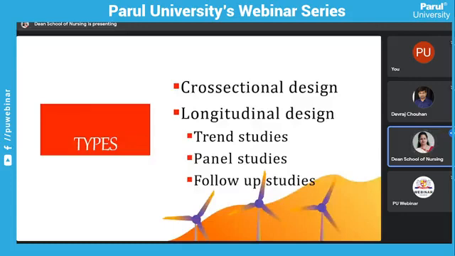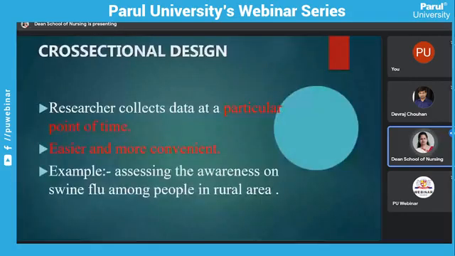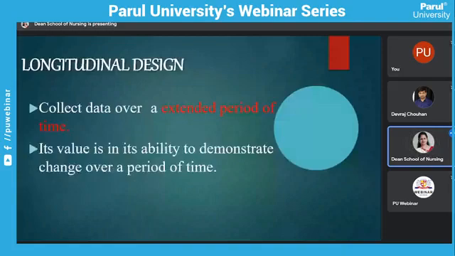Cross-sectional design. Here, the researcher collects data at a particular point of time. It is very easy and more convenient. Example, assessing the awareness on swine flu among people in rural area. Longitudinal design. The data is collected over an extended period of time. Its value is to demonstrate the change over a period of time.